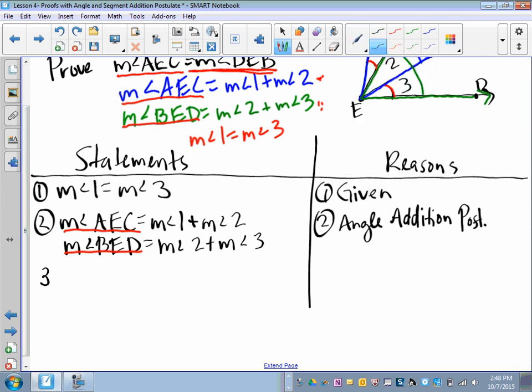Right. Now I know that angle 1 and angle 3 are congruent. The measures are the same. So I'm going to substitute that in to make my statements the same. So the measure of angle AEC, I'm going to substitute in the measure of angle 3 for the measure of angle 1, because I know that they're equal, plus the measure of angle 2. And I substitute them. So it's substitution.